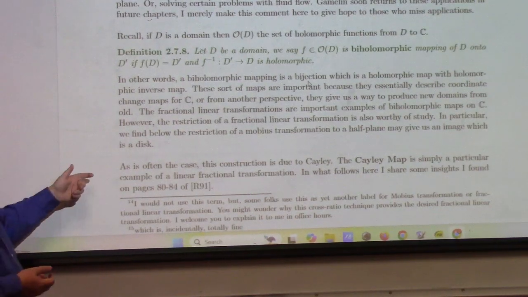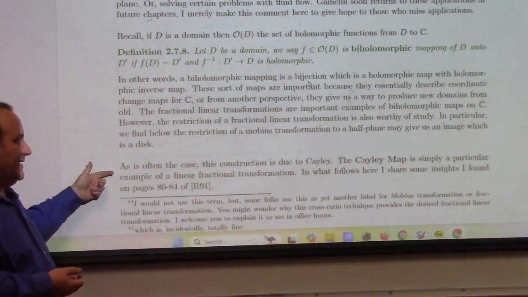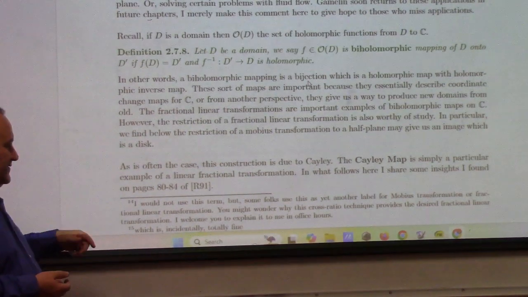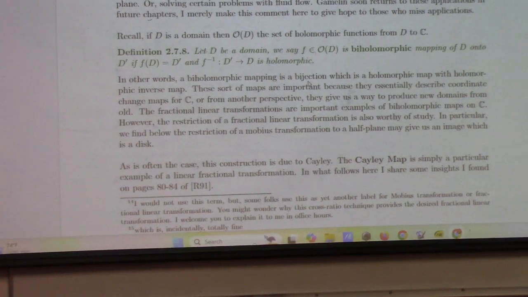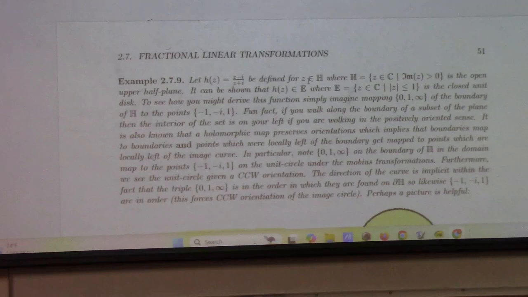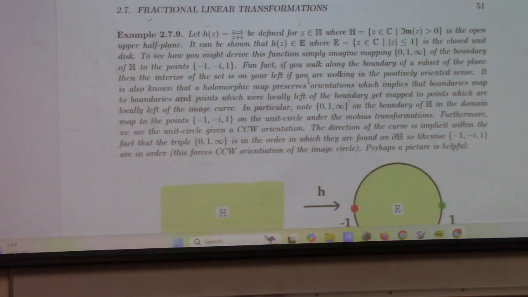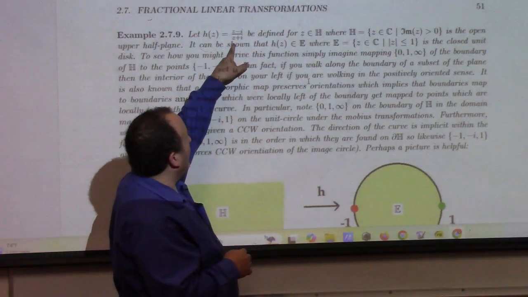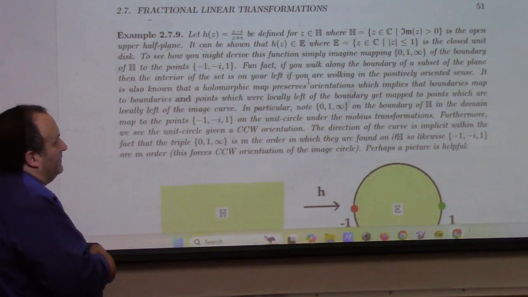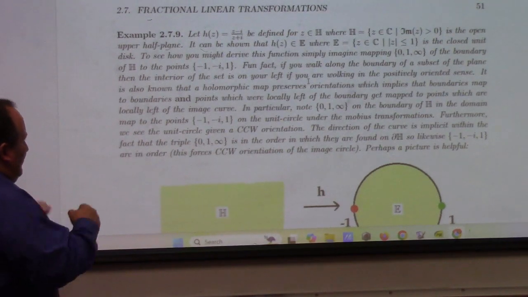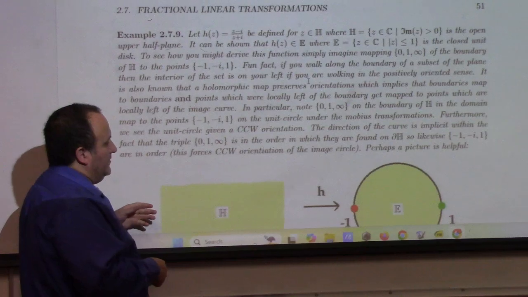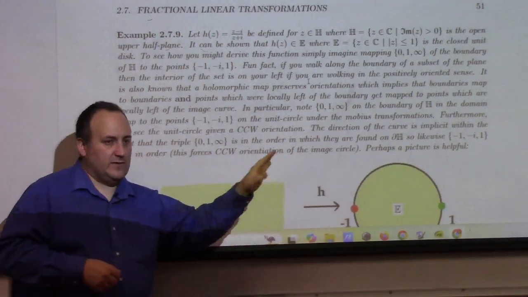Anyway, as I said, this construction is due to Cayley. The Cayley map is a particular example of a fractional linear transformation. And these are taken from pages 80 to 84 of, I think, Reinhold Vermeer's book. As I told you guys before, that guy's very impressive. And so this is a great example for tests and stuff because it's relatively simple to work with. H of z is (z minus i) over (z plus i) for the upper half plane. And you can prove that it maps the upper half plane to the closed unit disk.